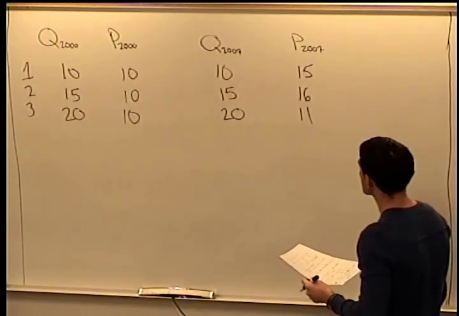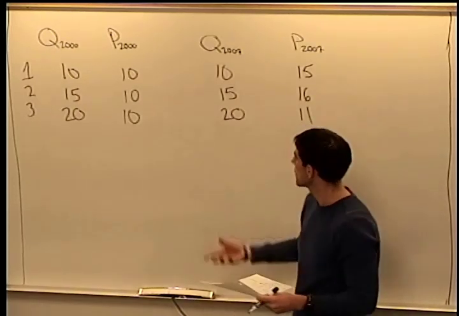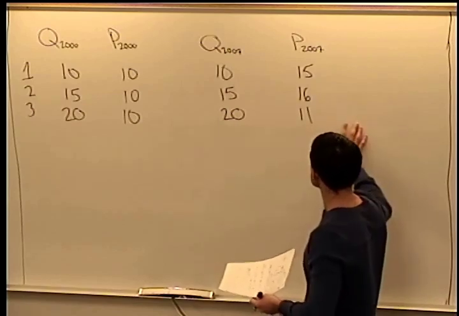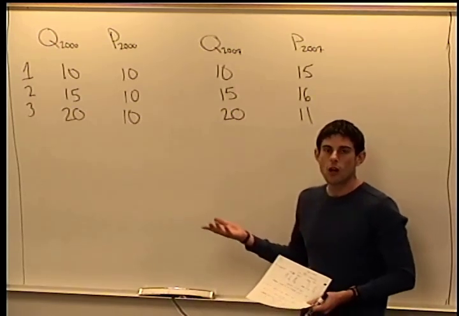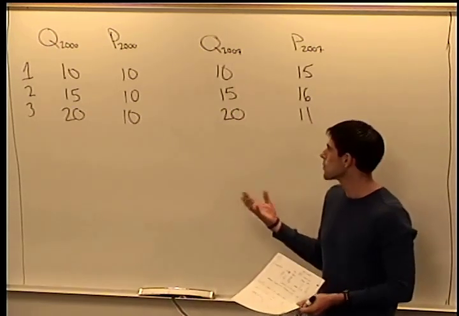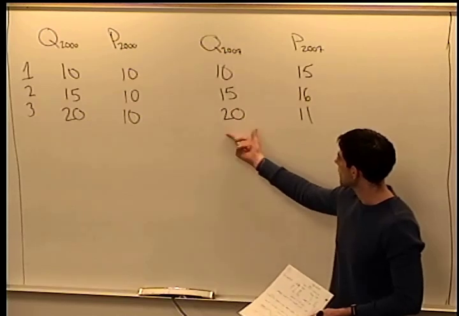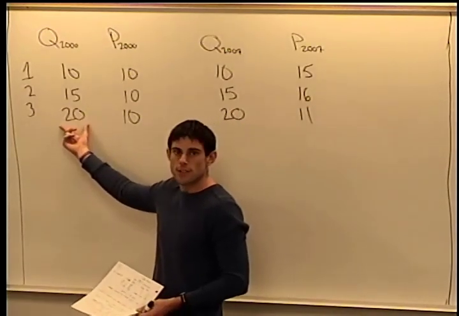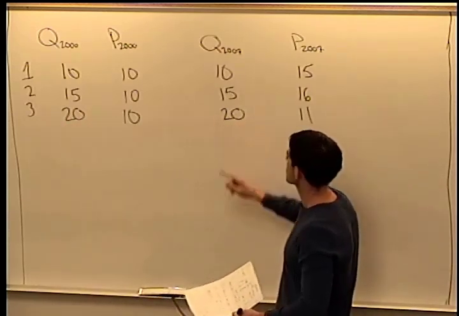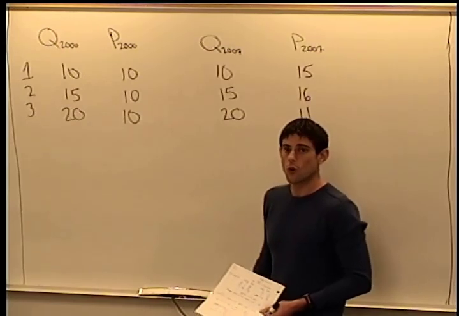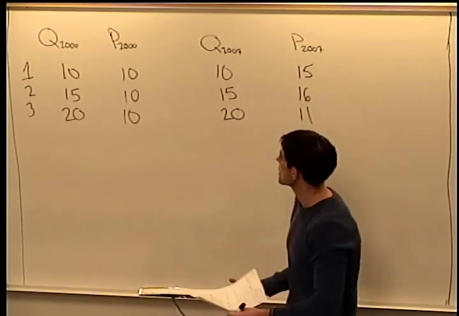Okay, so overall, we have prices and quantities, and we're going to calculate GDP for each year, 2000 and 2007. But before we begin, I want you to take a look. If you had to tell me in which year we produced more, what would you say? Well, if we're looking at production, we would look at quantities, and we say, okay, 10, 15, and 20, 10, 15, and 20. They're the same. So we were producing the exact same amount in 2000 as in 2007. So if we're measuring production, production shouldn't change. Now let's calculate GDP and see what happens.